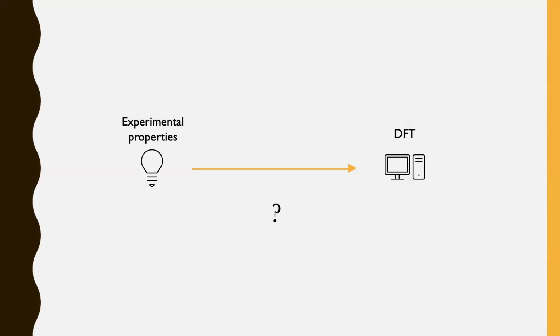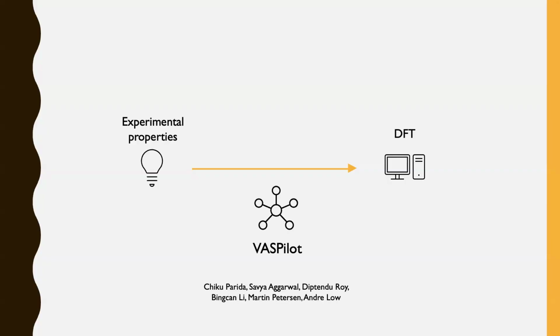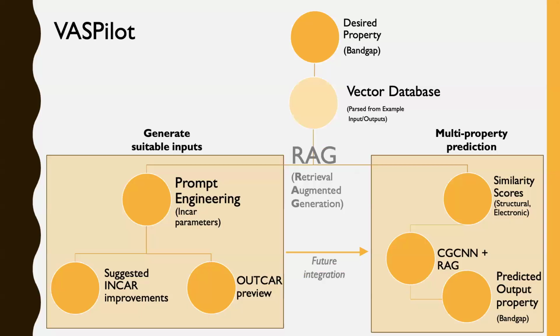What if you wanted to replicate the experimental properties of a material, but you didn't know how to make the correct DFT input files for that? A solution for this is the use of VASPilot, which is an LLM-based assistant for previewing your VASP outputs. And this is based on a RAG-based workflow.